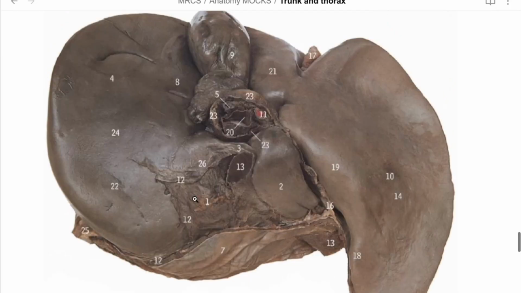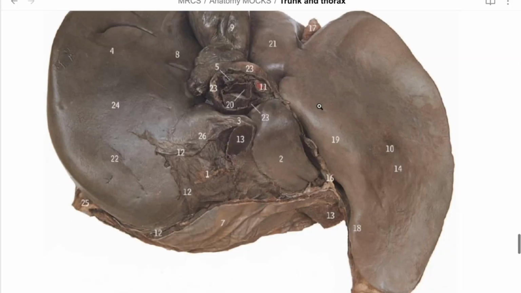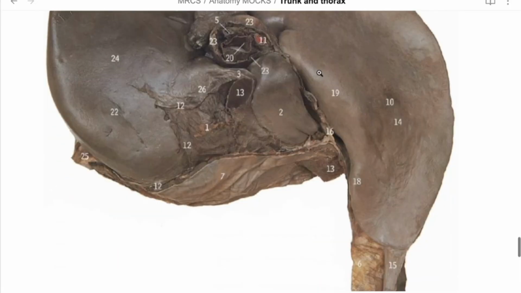So if you look at this image, 21 is the quadrate lobe, all right? So what are the boundaries? On the right you have the gallbladder. What about the left? The falciform ligament, or the fissure for ligamentum teres. What about superior? Superior is the porta hepatis. Inferior is the inferior border of the liver. So the quadrate lobe is right beside the gallbladder.